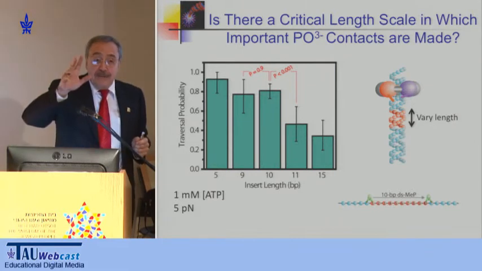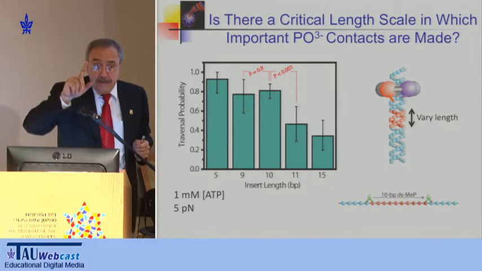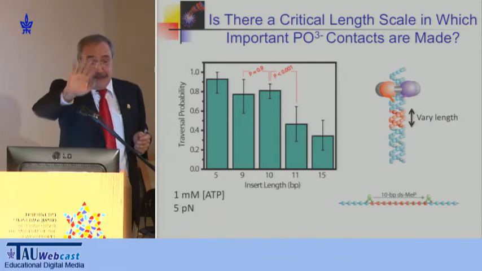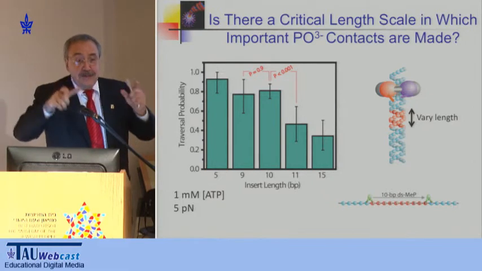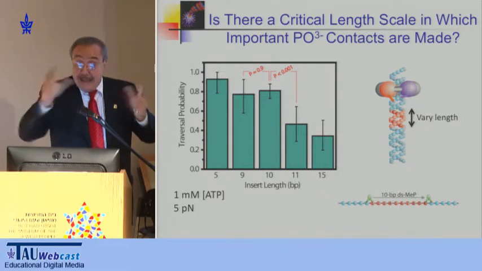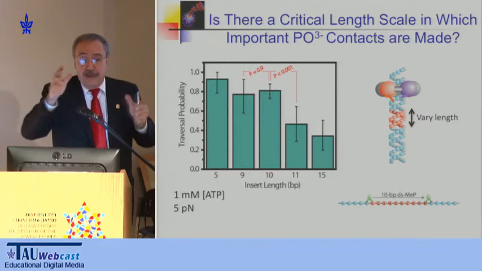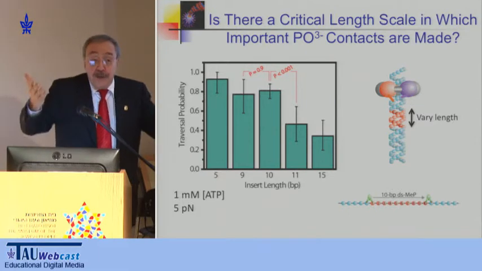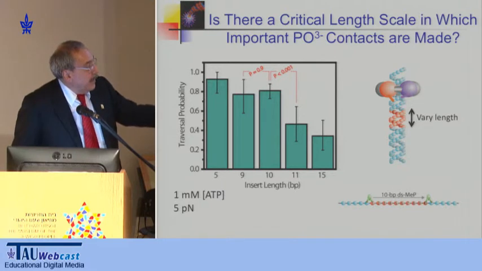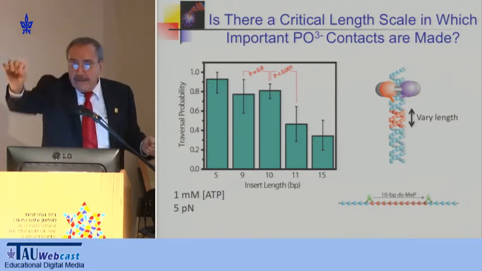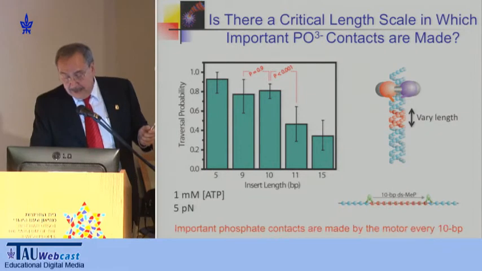It's very close to the pitch of the DNA. Actually, the pitch of the DNA is 10.4. But the 10 base pair, it's a very important question, because at the end, I will show that there is, in fact, this discrepancy that needs to be resolved, and that leads to a new phenomenon that I will show you at the end. But so every 10 base pairs, there are these phosphate contacts that are very important between the motor and the DNA.